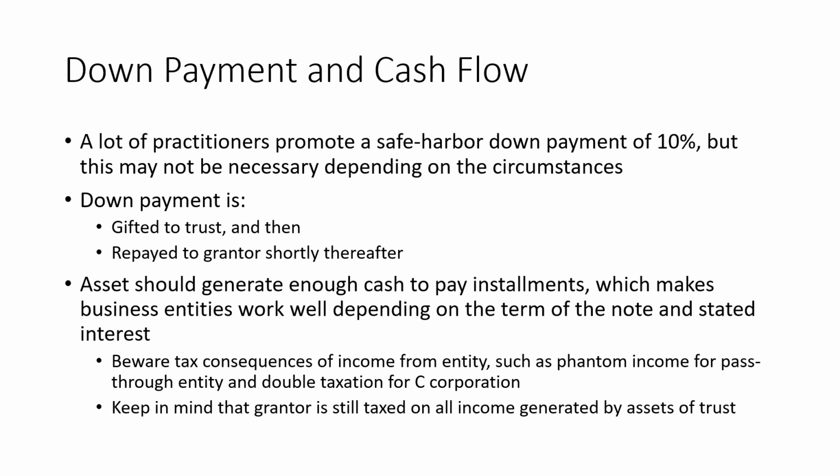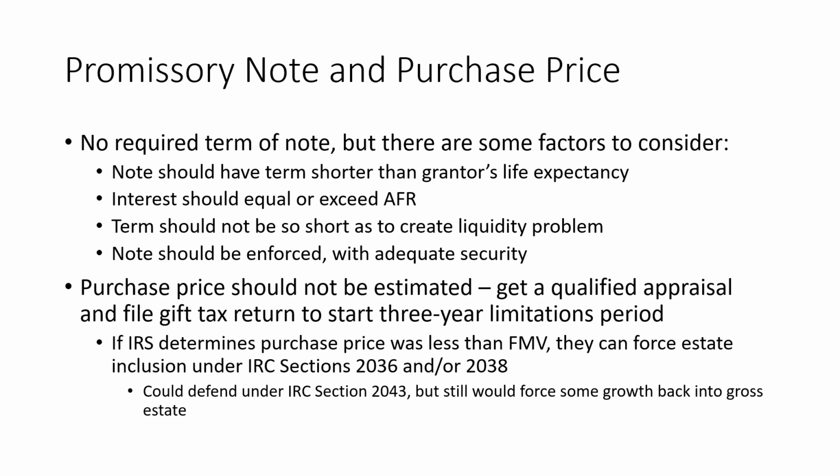But with business entities, you also need to take into account the effect of the taxation of the income of the business entity itself. Since this is a grantor trust, with, for example, a pass-through entity, there could be phantom income that comes to the grantor, and if it's a C corporation, then the grantor is going to have to pay a dividend tax on any C corporation earnings that come out to the trust to pay the installments on that note. Then finally, you want a valid written promissory note.